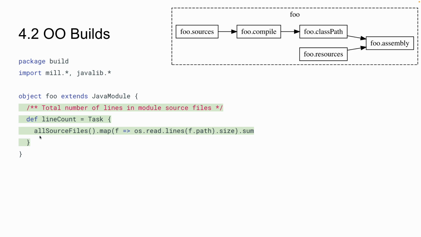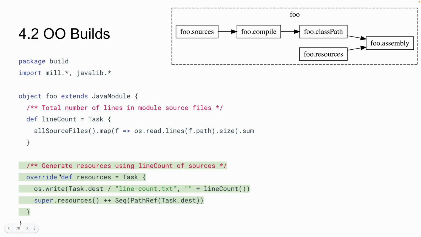So when I add a new method, def lineCount calls all source files and then does some processing on it. Or I override an existing method. I call the new method I just added, and I call super.